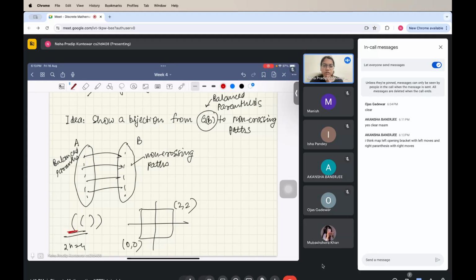So let's say you see a left bracket, then you move to the right. If you see a left bracket again, then you move to the right. When you see a closing bracket, you move upward, and when you see a closing bracket again, you move upward. So this gives you one path which is not crossing the diagonal. Suppose, just for the sake of example, this is the bracketing I had. How do you convert it to a path? Can somebody tell the sequence of right and up moves, just so that it is clear to everyone what the mapping is?